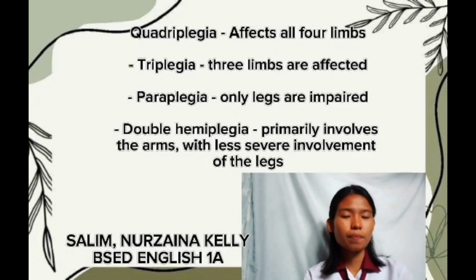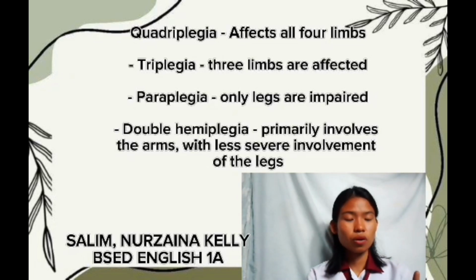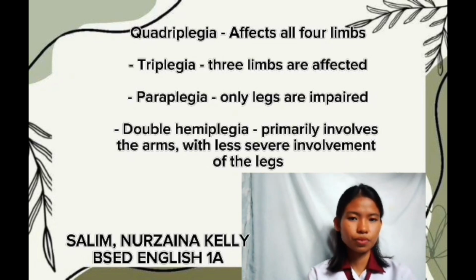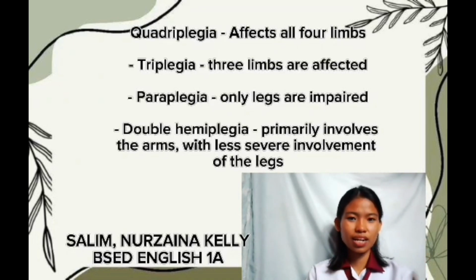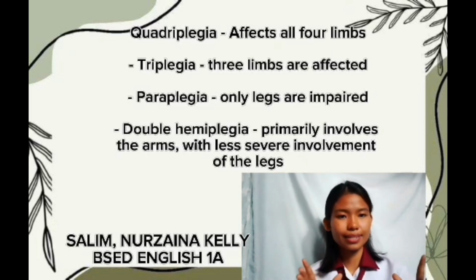Next is paraplegia, where only the legs are impaired, while double hemiplegia primarily involves the arms with less severe involvement of the legs.